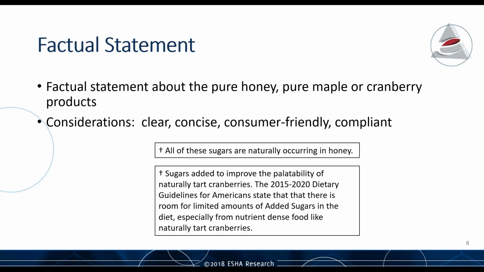The draft guidance provides example statements such as, all of these sugars are naturally occurring in honey, or sugars added to improve the palatability of naturally tart cranberries. And while there is some flexibility in these statements that could be listed, and Genesis provides an open text field, you still want to be clear, concise, and compliant when it comes to the statements you include. The statements should be factual and consumer friendly.